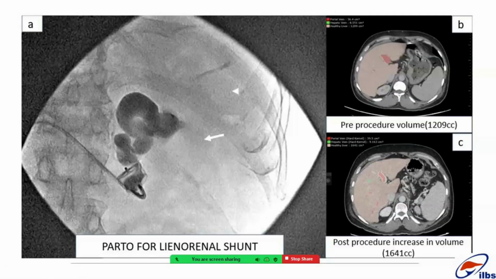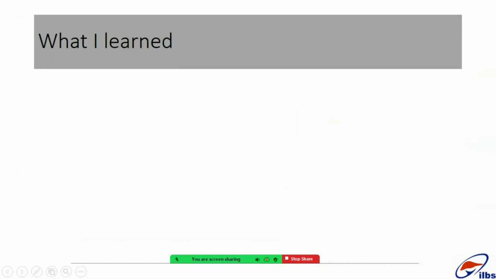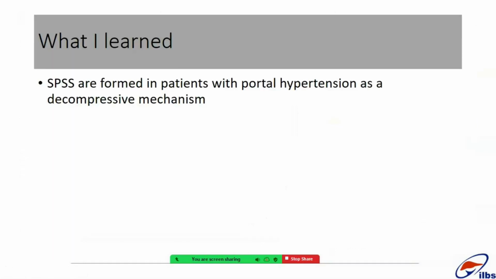And this is one of the images showing the best case, where the pre-procedure volume was 1209 cc and the post-procedure volume increased to 1641 cc. So what I learned all these years is that SPSs are formed in patients with portal hypertension as a decompressive mechanism. It is just like a TIPS. So the body does its own TIPS.